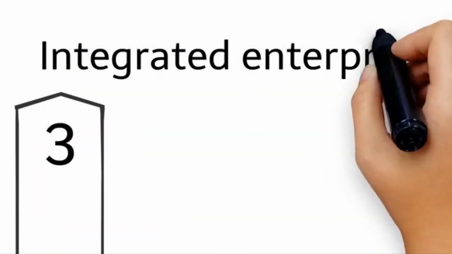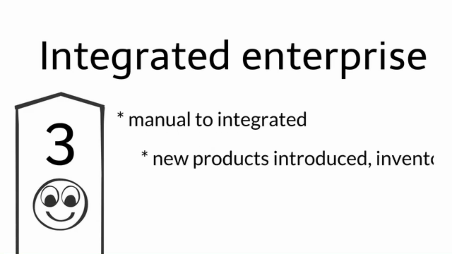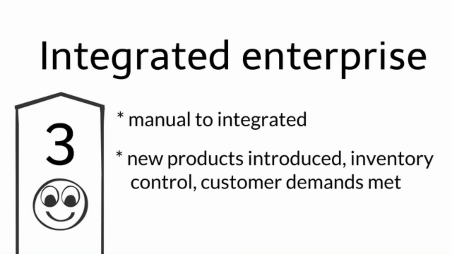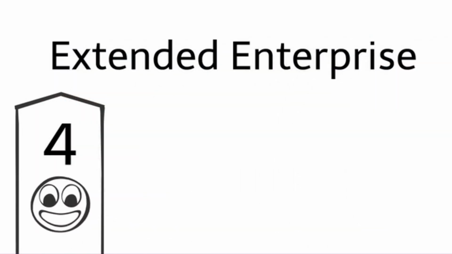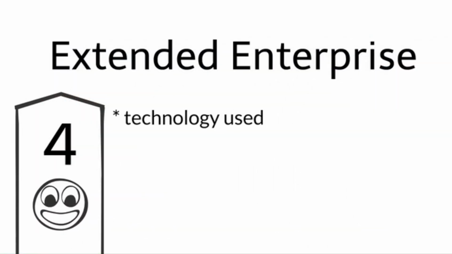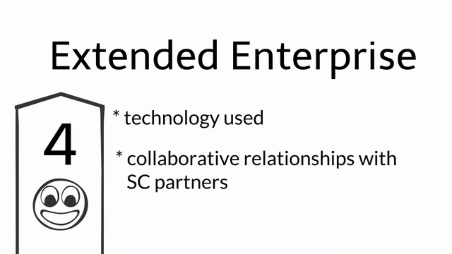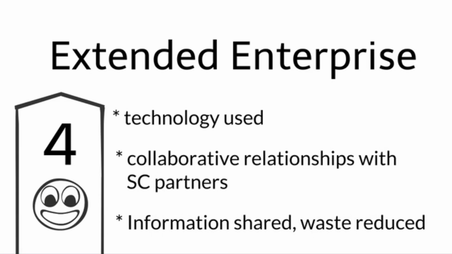Stage 3, integrated enterprise. These companies have moved from manual systems to integrated processes. New products are introduced, the company has a handle on their inventory and understands their customers' demands. The integration is good, but it is limited to their internal supply chain processes. Stage 4 is the extended enterprise. Here, technology is used to build collaborative relationships with supply chain partners, information is shared, and waste is reduced.